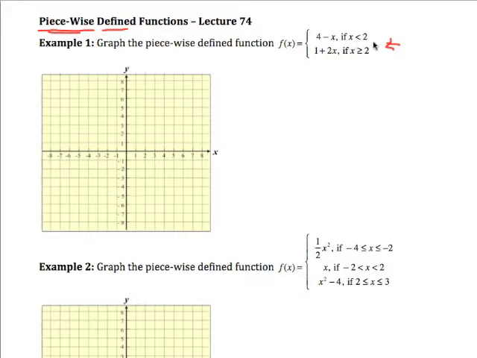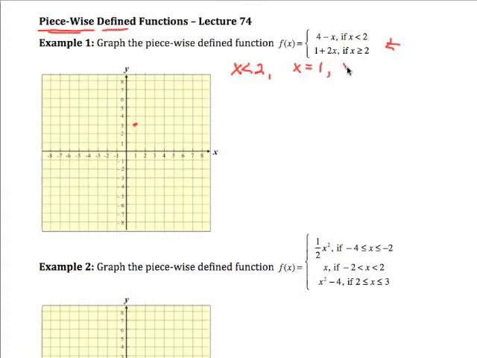When x is less than 2, what sort of values do we have? What if x was equal to 1, for example? I'd have 4 minus 1, which would be 3, my y value. So that would be here.